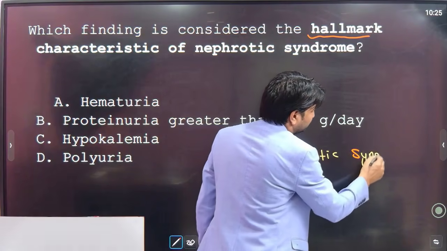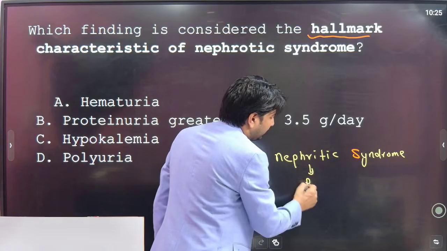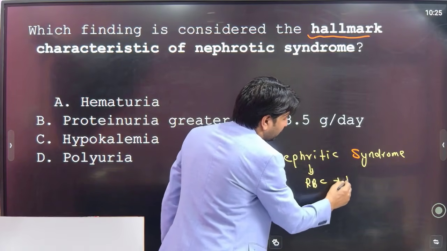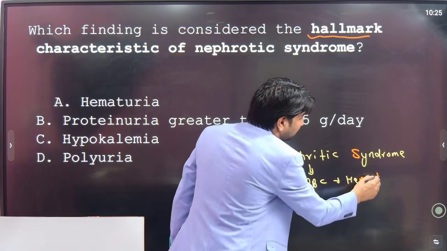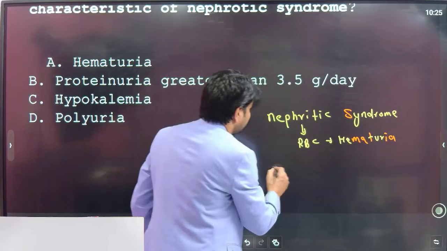So one is nephritic syndrome. When nephritic syndrome occurs, RBCs will be excreted. If RBCs are excreted, then hematuria will occur. But this won't happen in nephrotic syndrome. Nephrotic syndrome is something else.